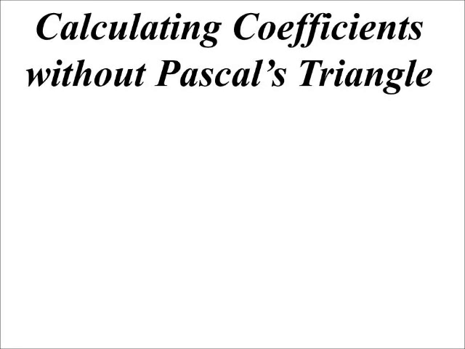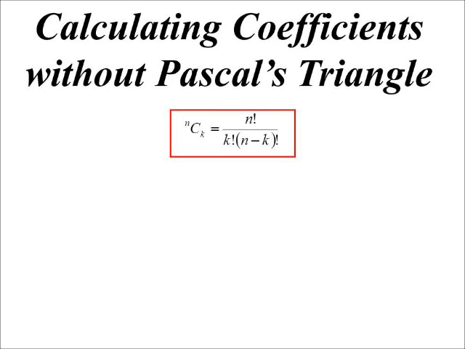Alright, so we've now seen that we don't actually need to use Pascal's triangle to work out the coefficients, because in fact there is this relationship between the combinatorics and Pascal's triangle. So nCk, we can use our traditional formula, n factorial over k factorial, (n minus k) factorial, if we want to work out a particular coefficient.